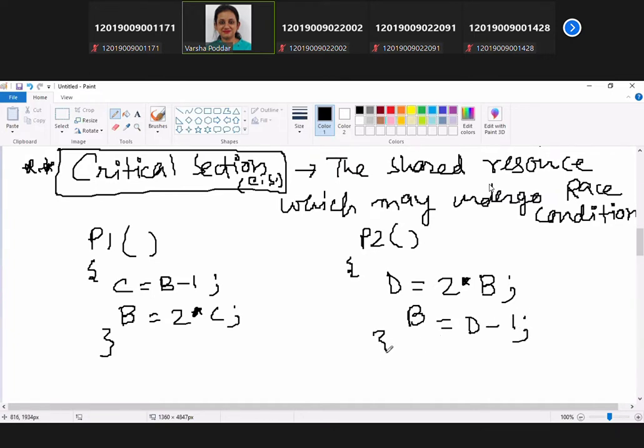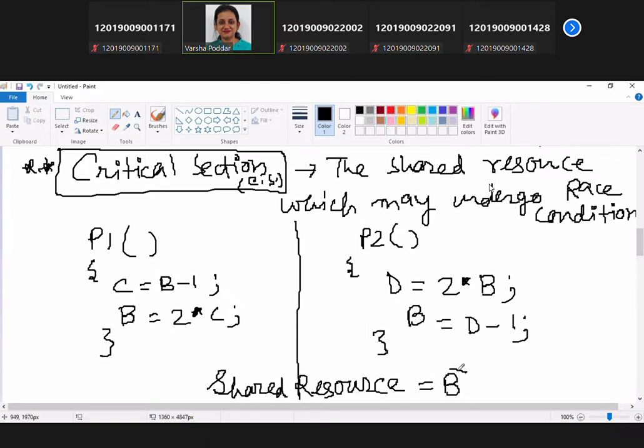Suppose two processes are present, two different processes. Who is the shared resource? Shared resource is B. B is the one who is working in both, so shared resource B for these two processes, right?